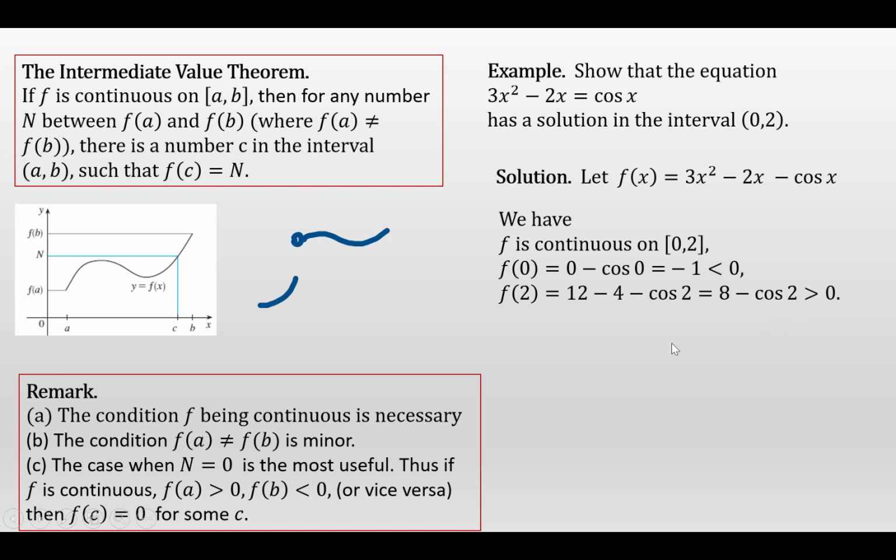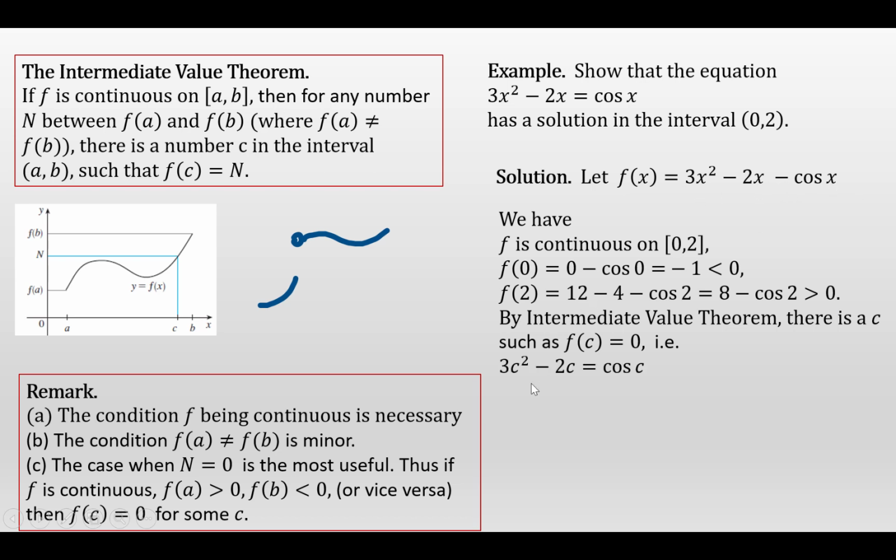So we have proved that f(0) is negative, f(2) is positive. Therefore, by the intermediate value theorem, there has to be a c such that f(c) equals 0. In other words, this is equal to 0. And that is the same as to say 3c squared minus 2c is equal to cosine c.